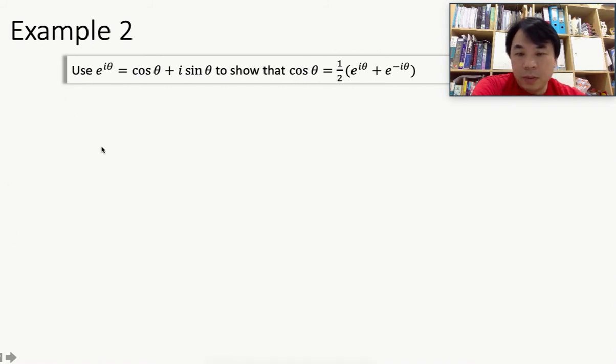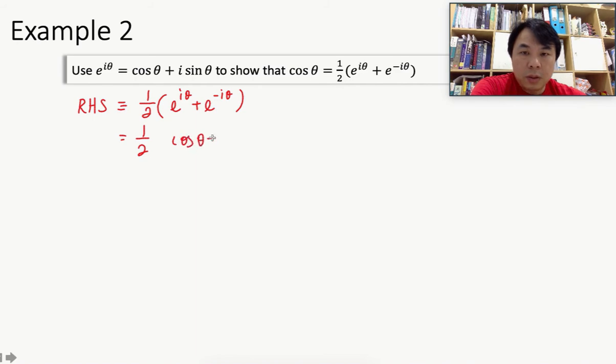Now, the first step would be very easy. The easiest way is to prove it from the right hand side. So I will start from the right hand side expression, which is equivalent to this. Then all we need to do is make the correct substitutions. That will be cosine θ plus i sine θ. That's the first part.